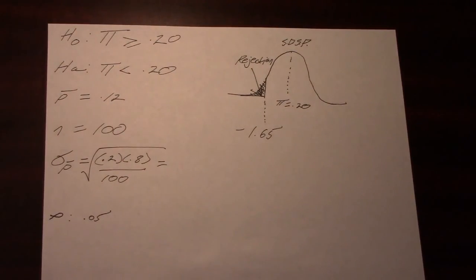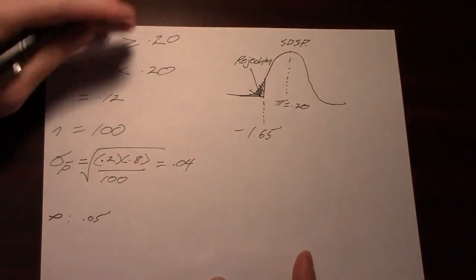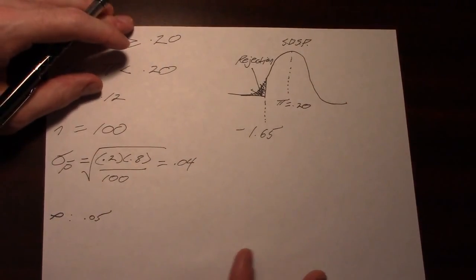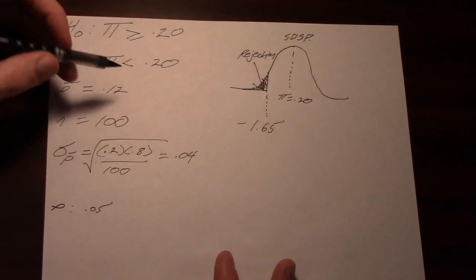Alright. Pull out the calculator. Let's go 0.2, enter 0.8 times 100 divided by, square root that, and we're going to get 0.04. 0.04, alright, a nice even 4%. We like that. So now let's calculate our test statistic.